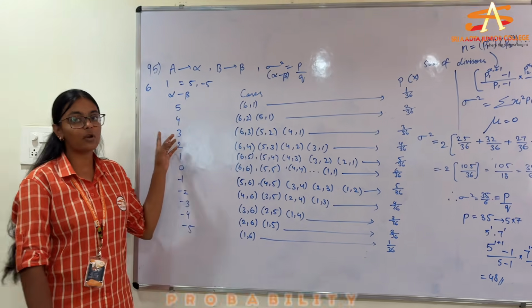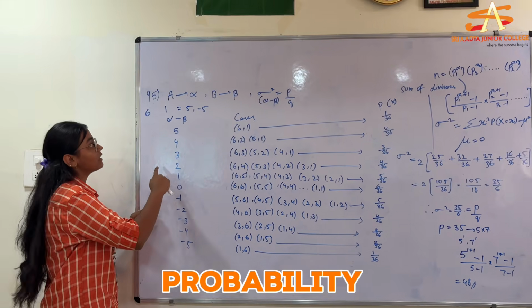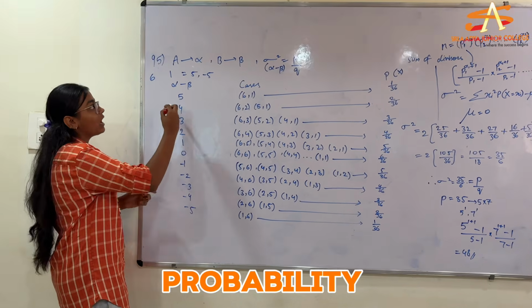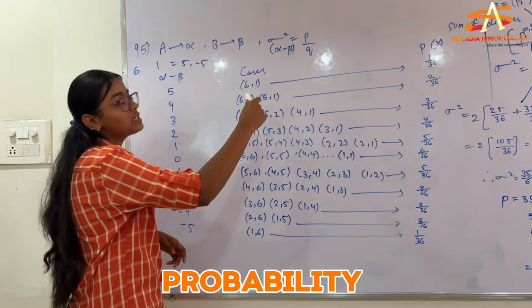So I have a question from probability. This is a typical question from probability and I'm going to give you the solution. In the question they have mentioned that two dice are rolled, namely A and B, and the outcomes of A are given as alpha and the outcomes of B are given as beta. And they are given the variance of alpha minus beta as P by Q.